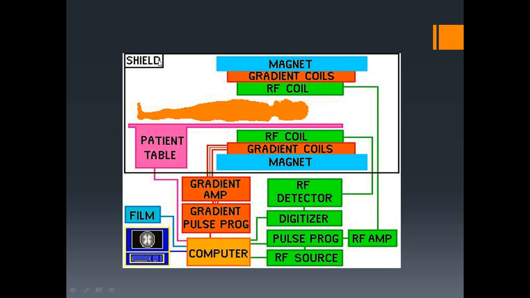Here is another block diagram where we can see a patient lying on the patient table. There are radio frequency coils, gradient coils, and the magnets. With these, they get information, and that information is carried to the computer, and the computer does the processing and gives us the images.